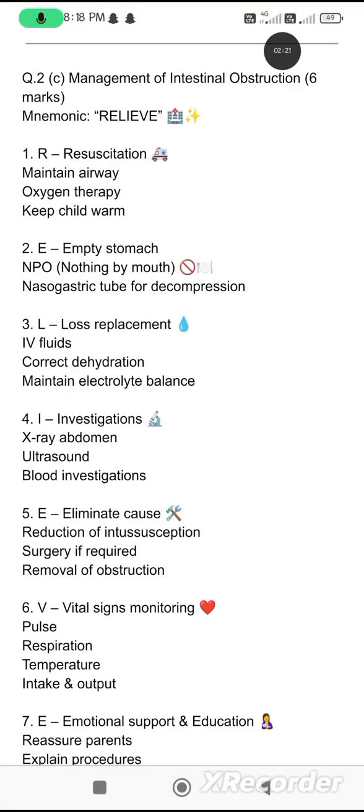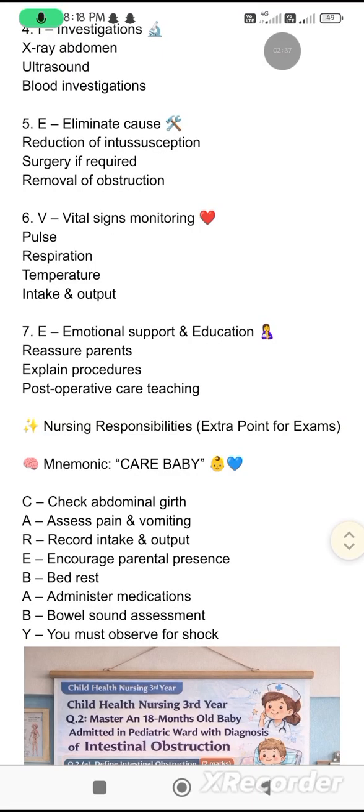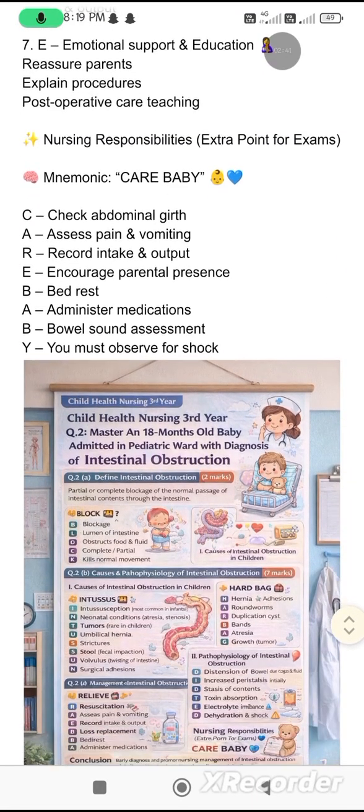Next is management of intestinal obstruction. Mnemonic is relief, resuscitation, empty stomach, fluid replacement therapy, investigations, eliminate cause, vital sign monitoring, emotional support and education, and other extra point if you want to learn, then here is care baby.